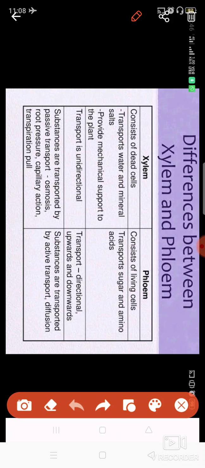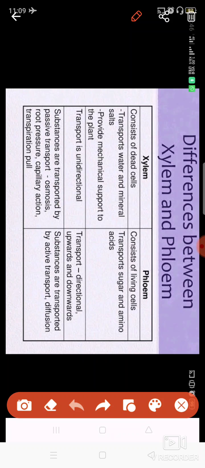If you see, the transport in the xylem is unidirectional, as I told you, it absorbs the water and minerals from the root and carries them towards the upper sides. But in phloem the transportation is bidirectional, meaning it is carried upwards, downwards, and sideways also. So it is bidirectional.